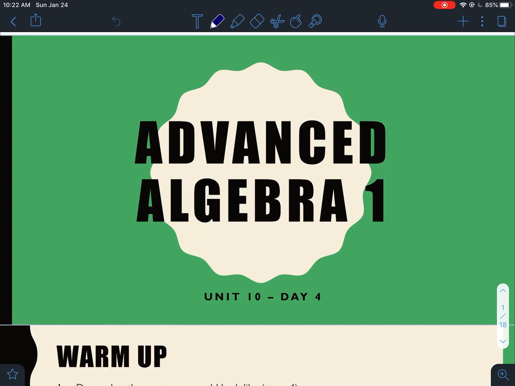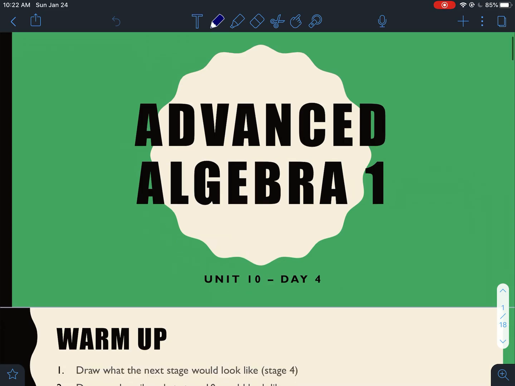These are your notes for Unit 10, Day 4 of Algebra 1. If you would like to see the warm-up, review question, or any homework questions we covered in class today, just look at the finished notes.